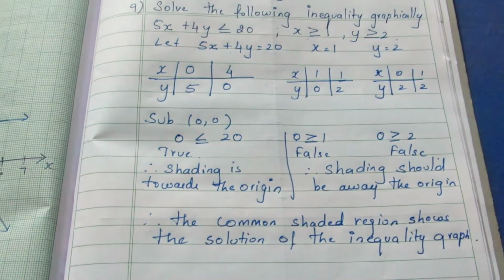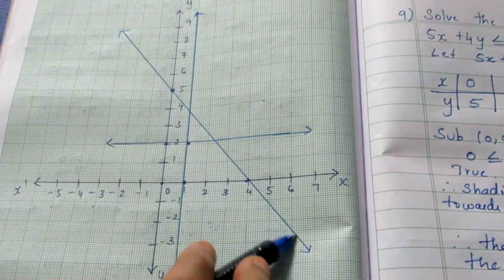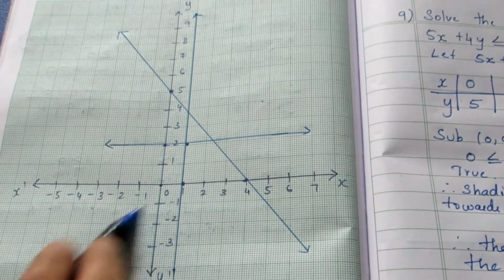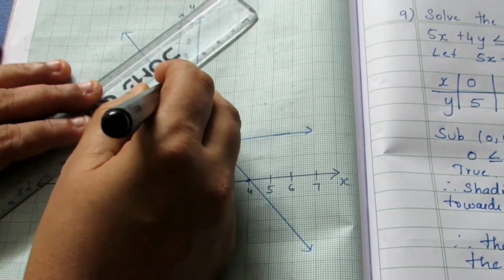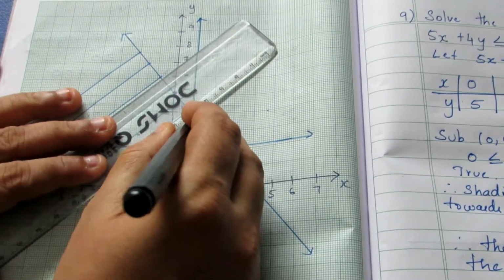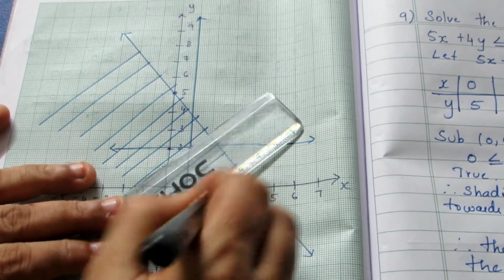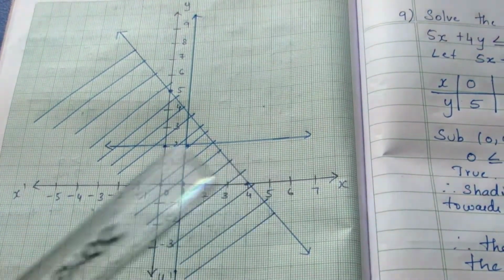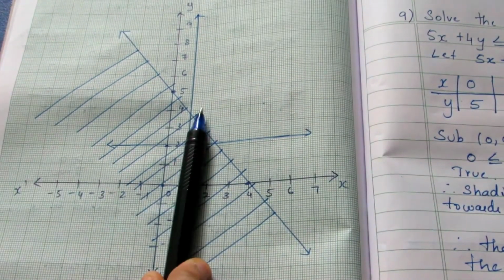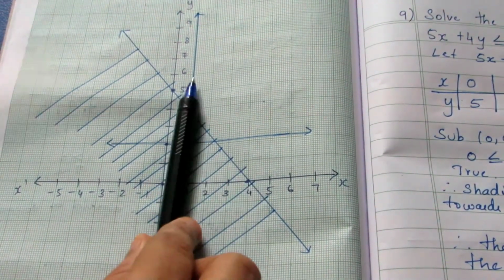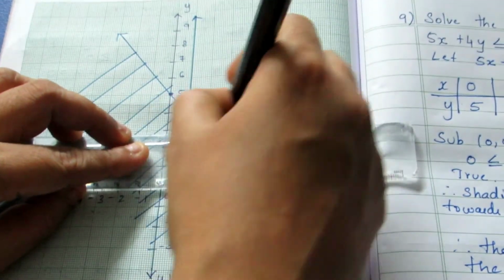Now let us see. We have taken a point here. This is the first graph. It should be towards (0, 0), so your shading will be here. For this line it is false, so the shading should be away. We can see that this is the common area of all the three.